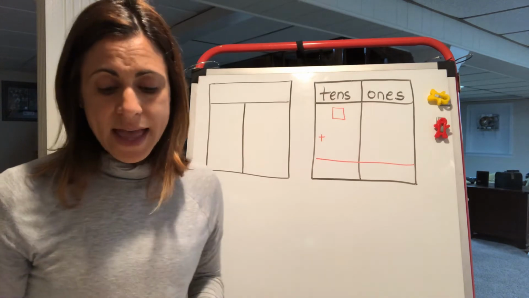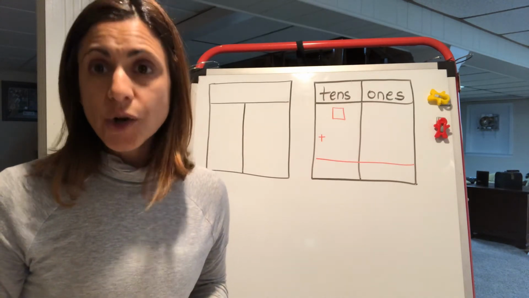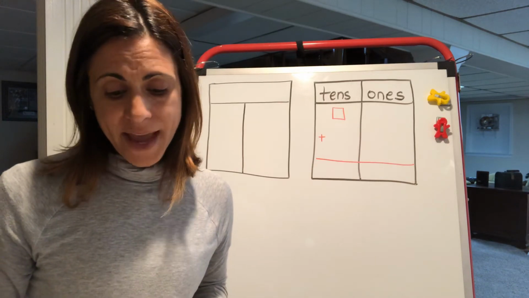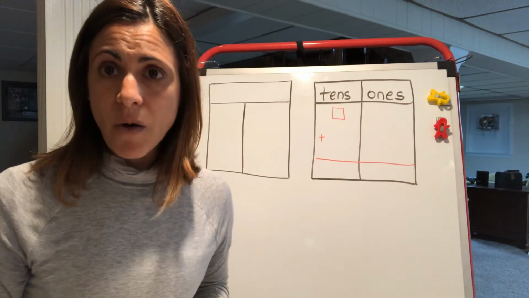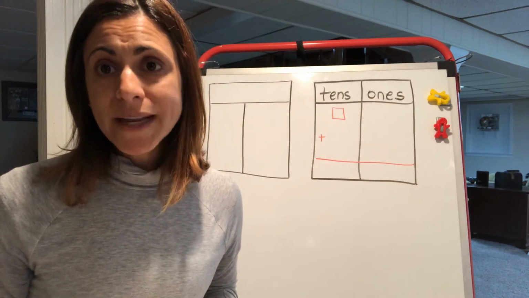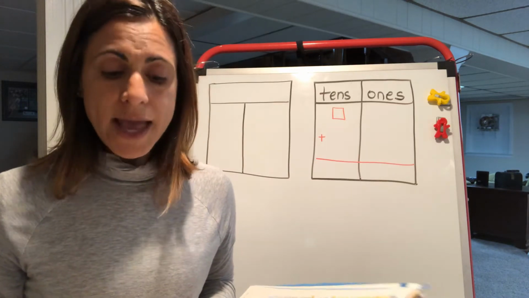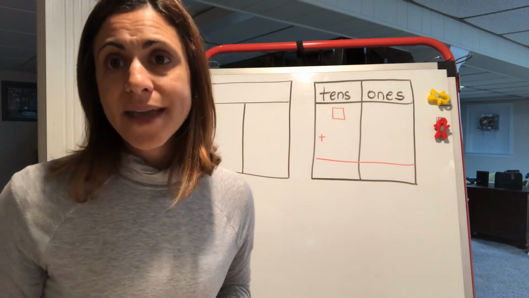Okay. Ellen has 21 stickers. Her brother gives her 20 stickers. How many stickers does Ellen have in all? I'll read it one more time. Ellen has 21 stickers. Her brother gives her 20 stickers. How many stickers does Ellen have in all?